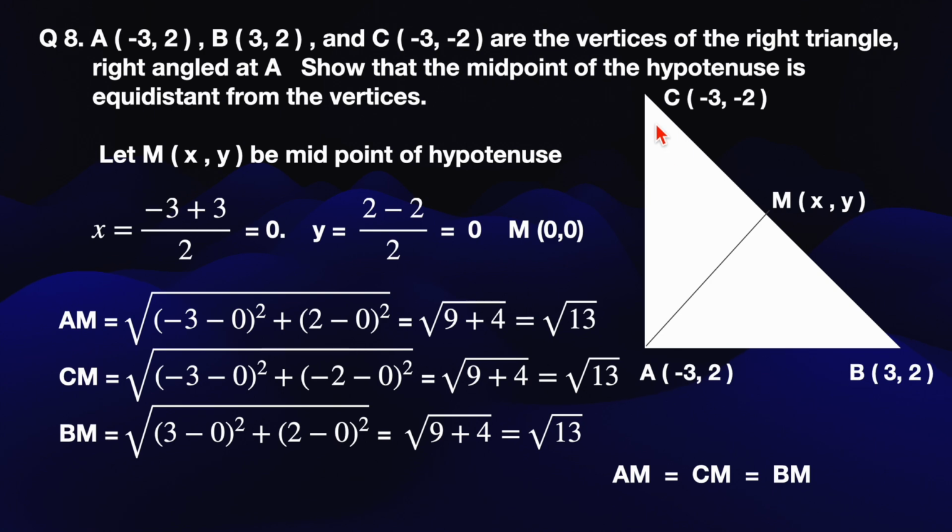So, the vertices are at an equal distance from the midpoint of the hypotenuse. Here we come to the end of the exercise. Please go through the exercise once again. Pause the video in each sum and practice them.